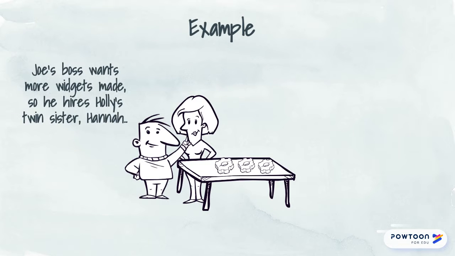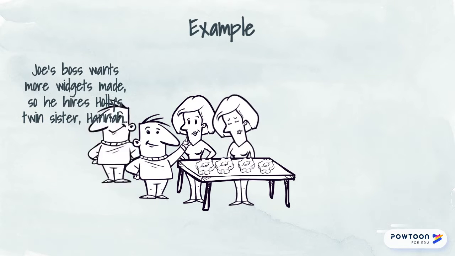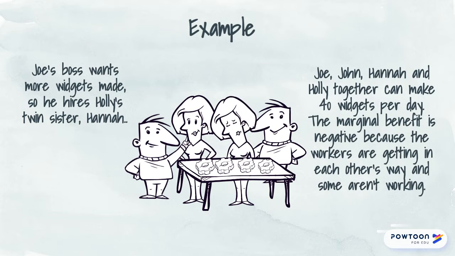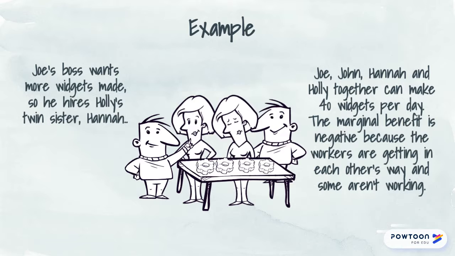Joe's boss wants more widgets made, so he hires Holly's twin sister, Hannah. Joe, John, Hannah, and Holly together can make 40 widgets per day. The marginal benefit is negative because the workers are getting in each other's way, and some aren't working. The fixed cost of the table is the same, but the variable costs have increased. The workers are only producing 10 widgets per day, so they have negative returns.